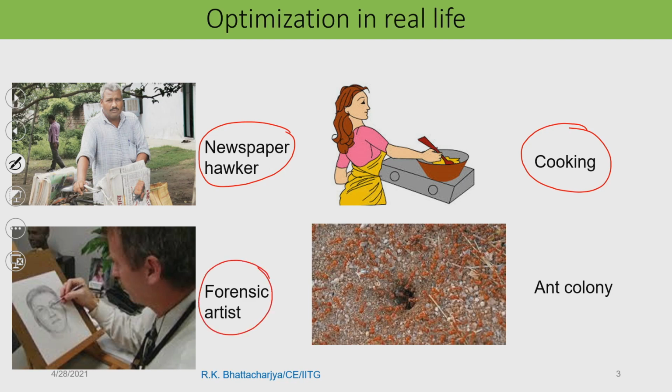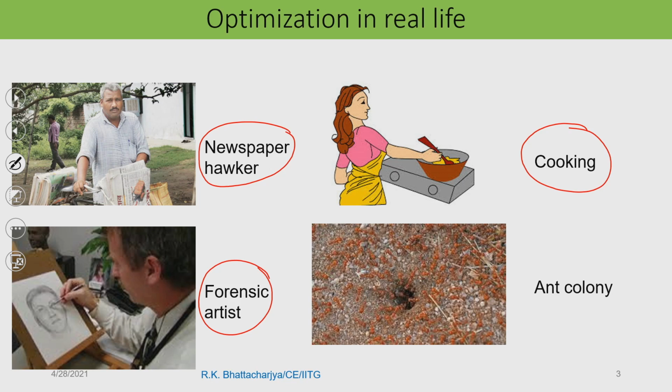Then the third example is a forensic artist. So, what is he doing, basically? He has the information from the eyewitness. The eyewitness will give you the description of the criminal, and based on that he will first construct a face, and then he will take feedback from the eyewitness, whether the nose is similar to that of the criminal. The eyewitness will say no, it is something like that. Then he will modify that one, and then make a second version, third, fourth, fifth, like that.